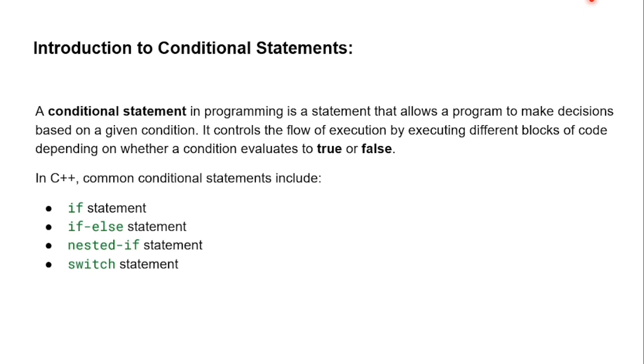If I give you a real life example, if it is raining, you take an umbrella. Raining is the condition. We depend upon the condition that it is raining. If it rains, you take an umbrella. Otherwise, you will go without it. In C++, we use if else, nested if, and switch to implement the condition logic in a program. There are four common types of conditional statement: if statement, if else statement, nested if statement, and switch statement.